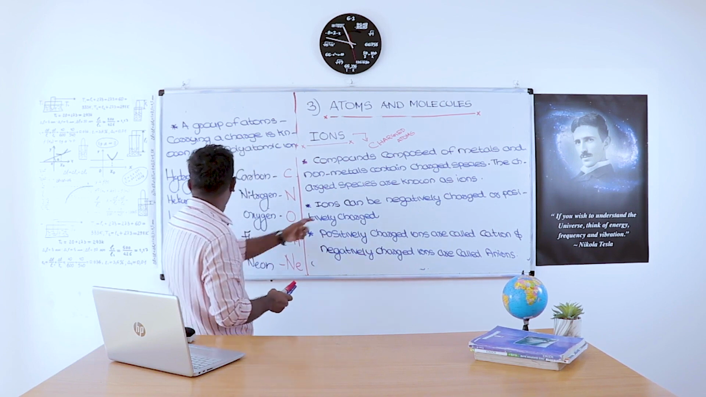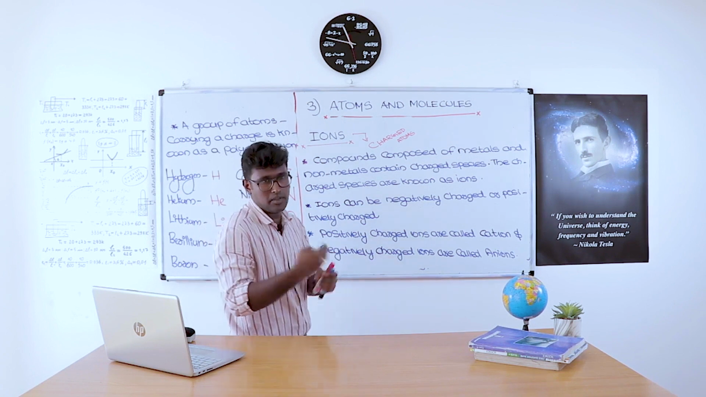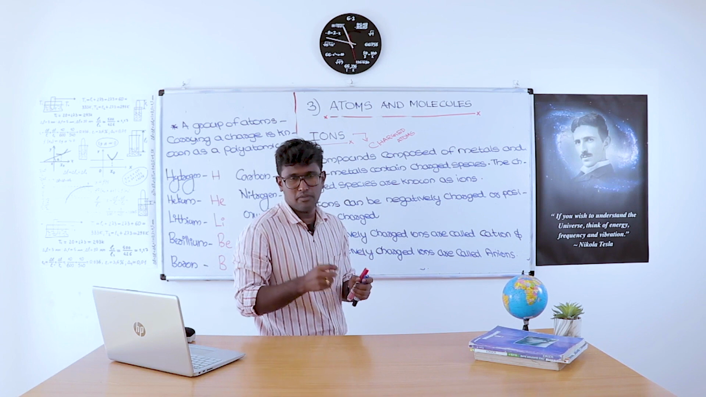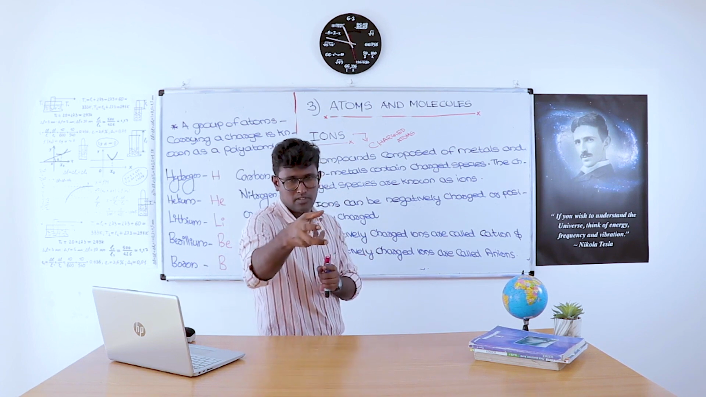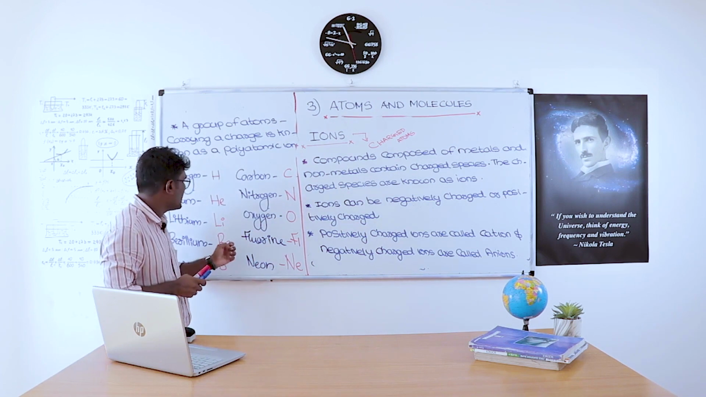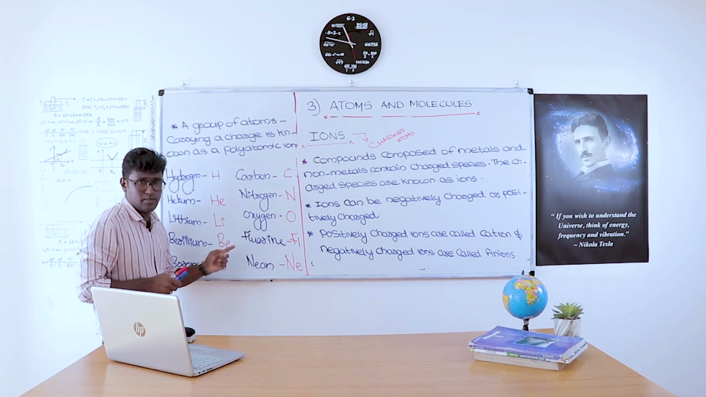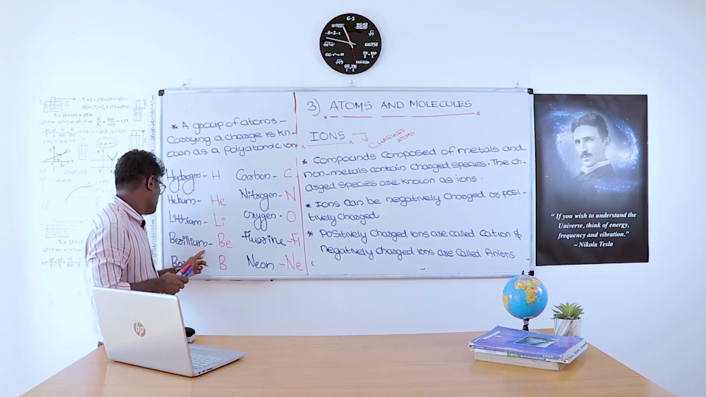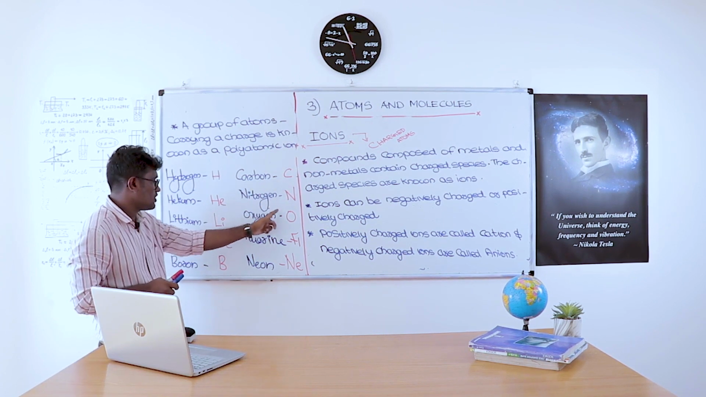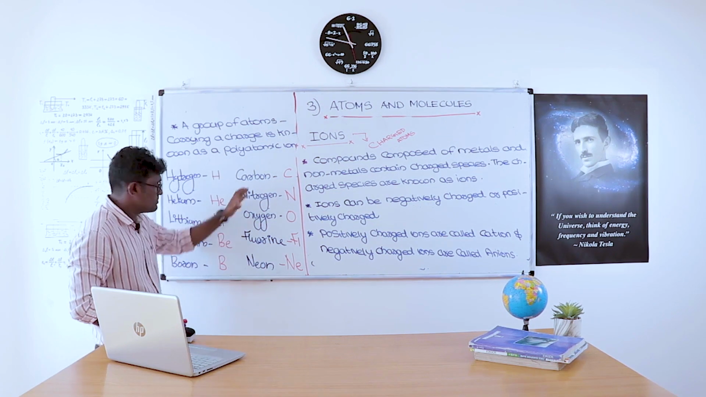In addition to ions and atomicity, next we want to discuss how to write a chemical formula. Before moving to that topic, we want to look at the symbols of some elements. The symbol of hydrogen is capital H, helium He, lithium Li, beryllium Be, boron B, carbon C, nitrogen N, oxygen O, fluorine F, neon Ne. So these are the symbols of some elements.